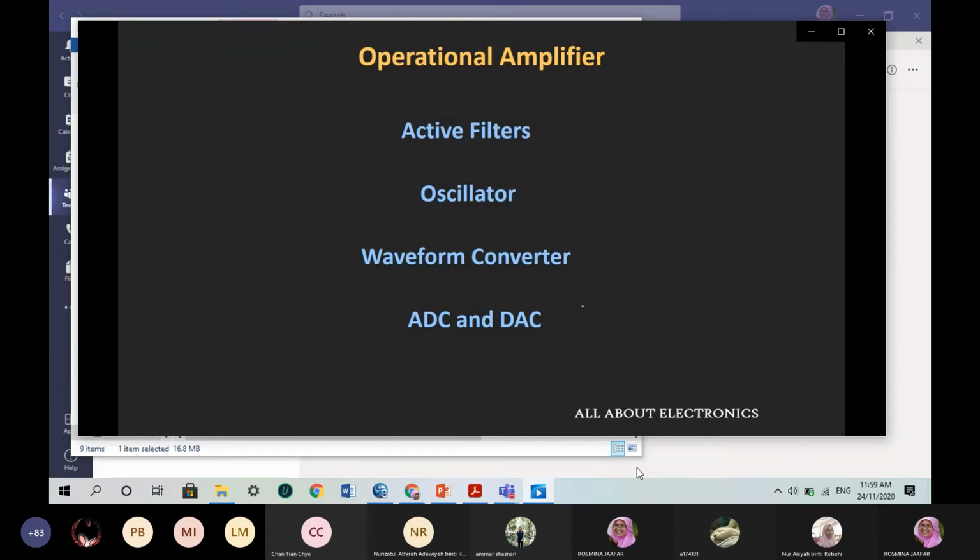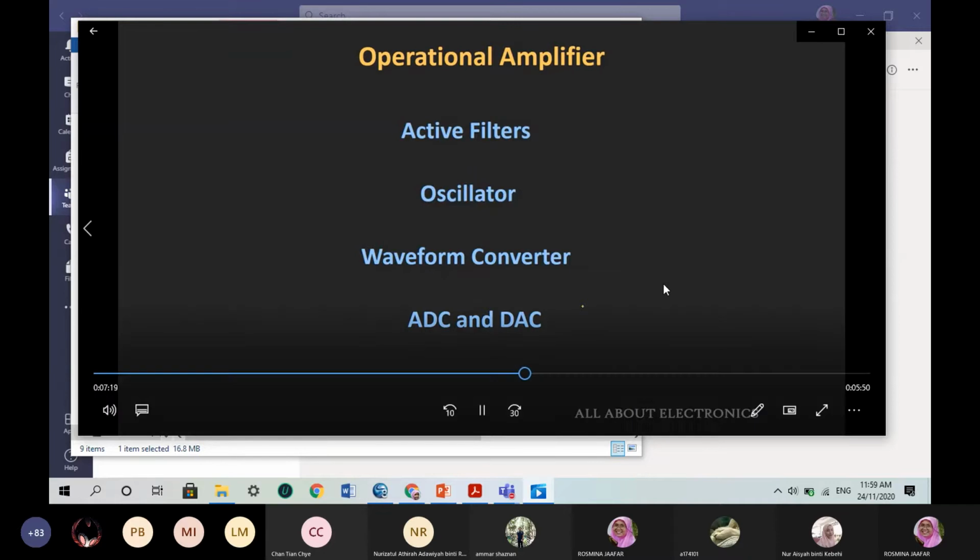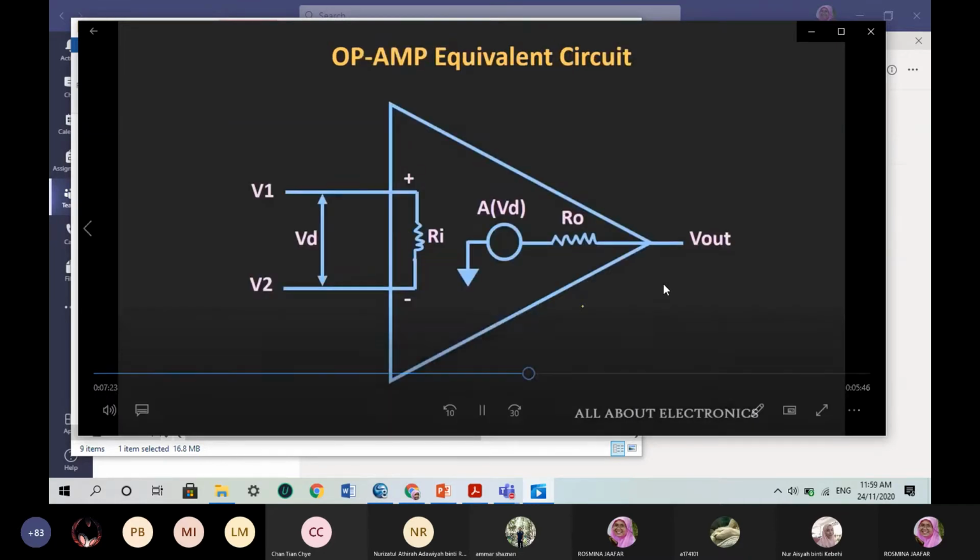So let us see the different characteristics of the op-amp because of which it is so versatile and used in different applications. Before we see that, let us see the equivalent circuit of the op-amp. As you can see here, this Ri is the input impedance of this op-amp. Likewise, this Ro represents the output impedance of this op-amp, and the output voltage of the op-amp will be the open loop gain multiplied by the difference between the input signals V1 and V2.